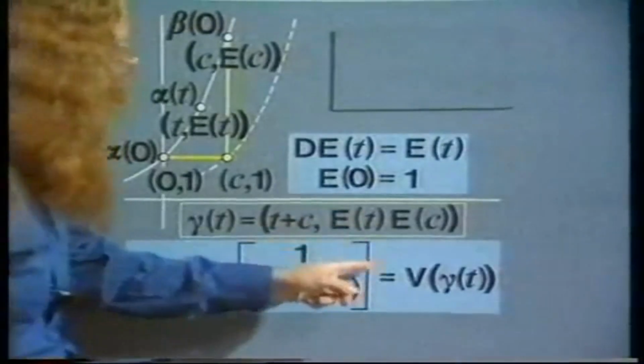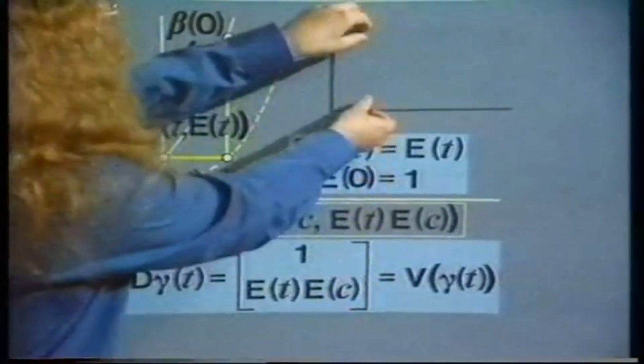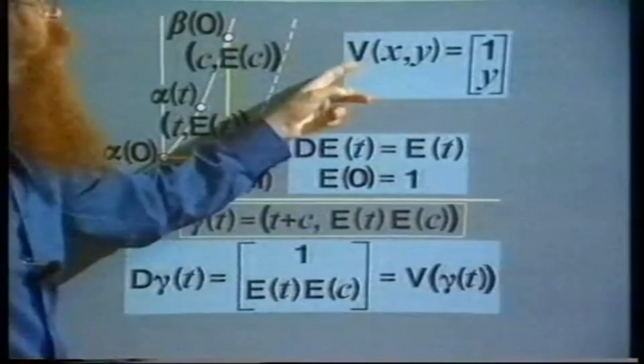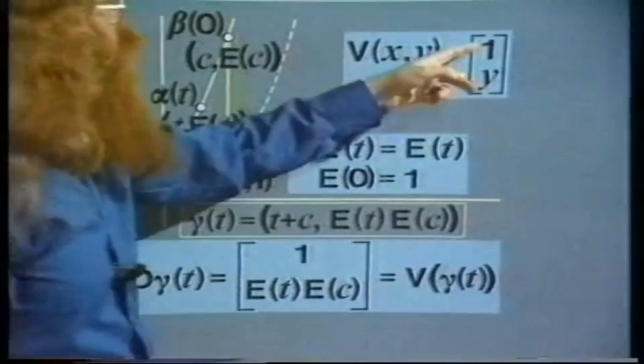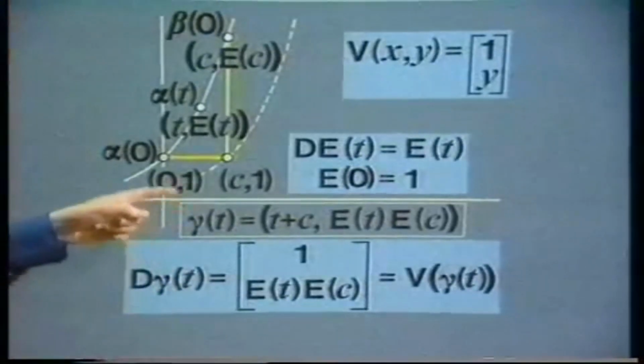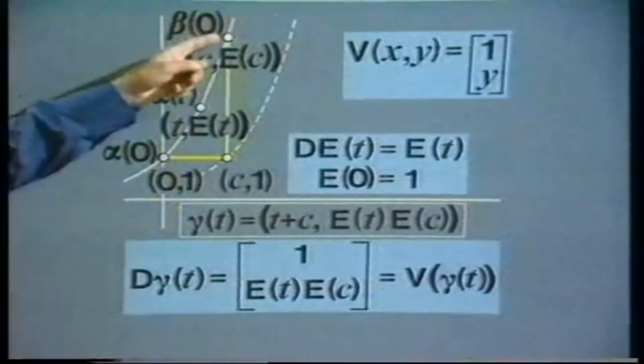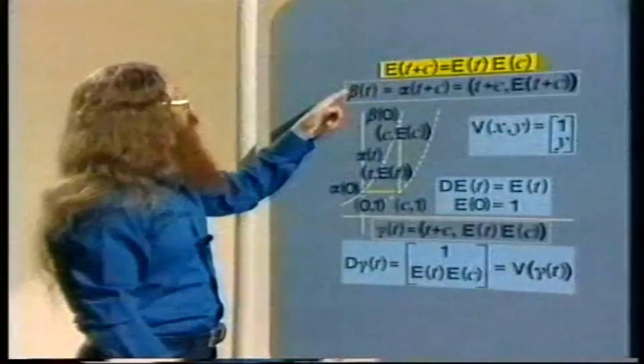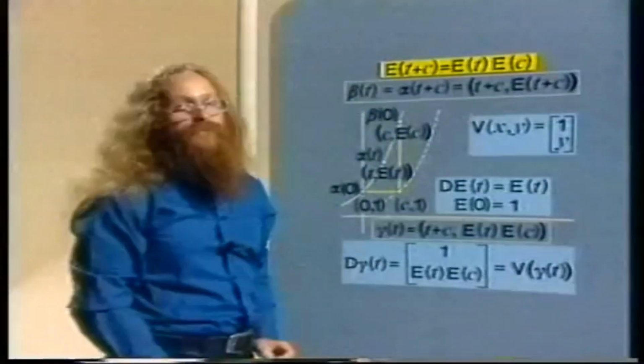So now this equality follows because if you remember, v at the point xy has components 1 and the y coordinate. So we have shown that gamma is a flow function beginning at the same point as beta, so it's equal to beta, and we've proved our result.